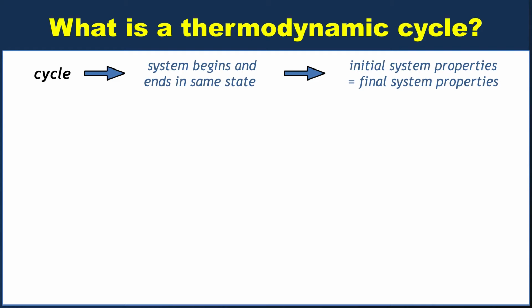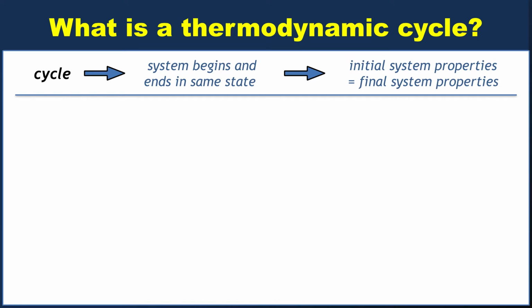Well, you might look at this and say, that's really boring, a cycle doesn't do anything. As we'll soon see, cycles can do things despite starting and ending at the same place. Let's sketch out a sample cycle on a PV diagram to see what I mean.